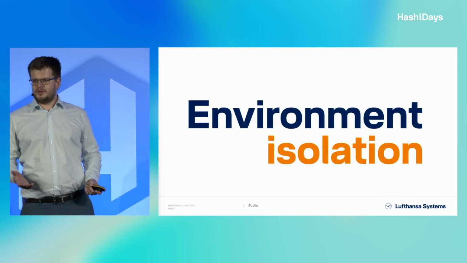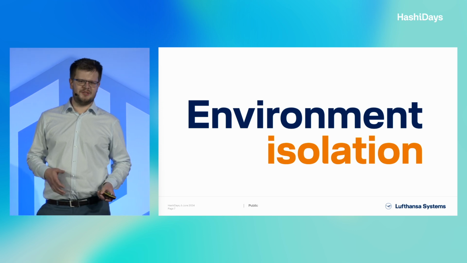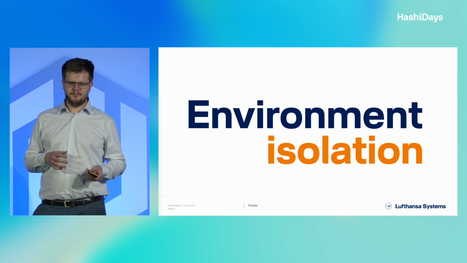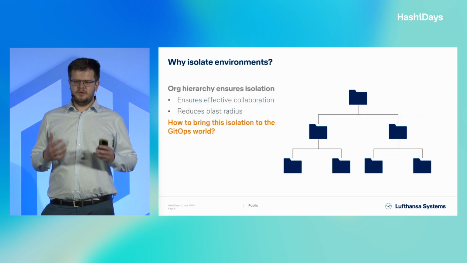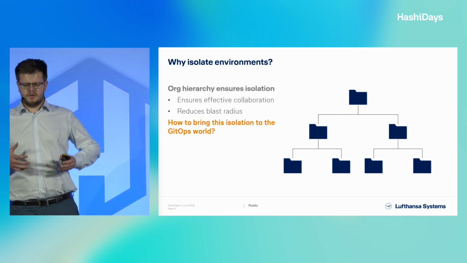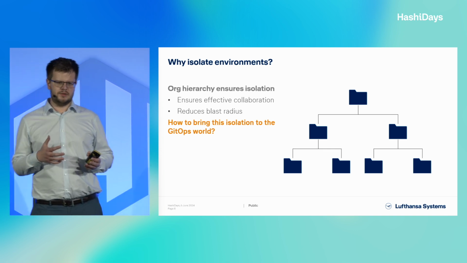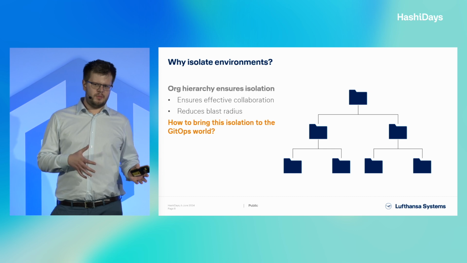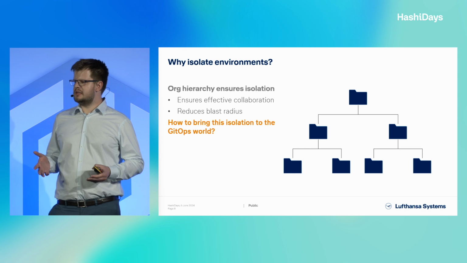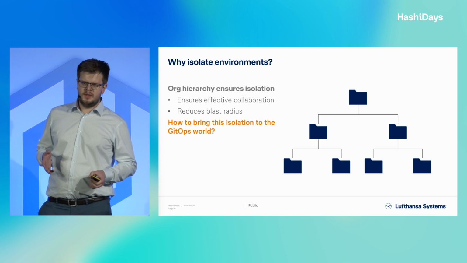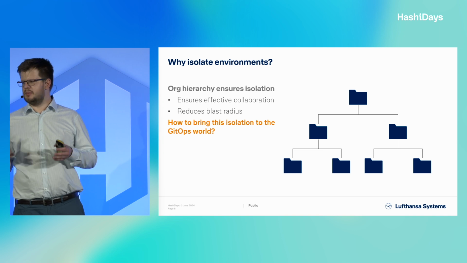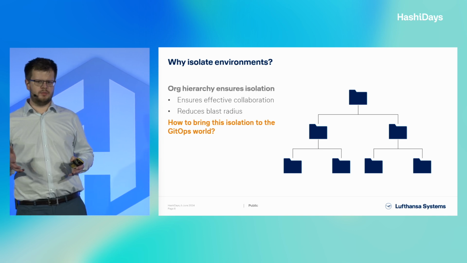I myself am a security guy, so I like to talk about security topics. Today I want to talk about environment isolation. So why do you want to isolate environments? There are two reasons. First of all, it reduces the blast radius. That means if one environment goes bad, the other ones are still intact. The second thing is it improves collaboration, because as you isolate environments, you remove dependencies so people can move more independently from each other.